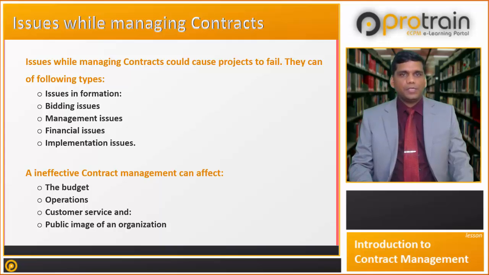Now let us see some implementation issues. Implementation issues which affect contract management are storage, delivery, transportation problems, adversarial relationship among owner, contractor, and end users, non-availability of required work permits, right of way, failure or refusal to perform by contractor, lack of control over subcontractors, failure to define key milestones that have a major impact on the completion, failure to define key performance indicators (KPIs), and delays in submission and approval of program of works.